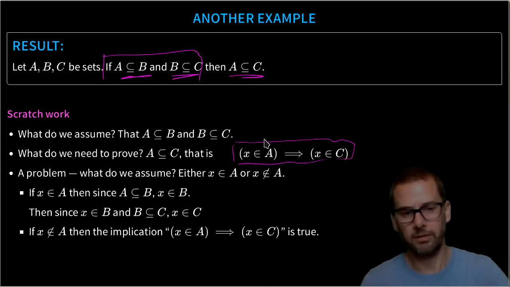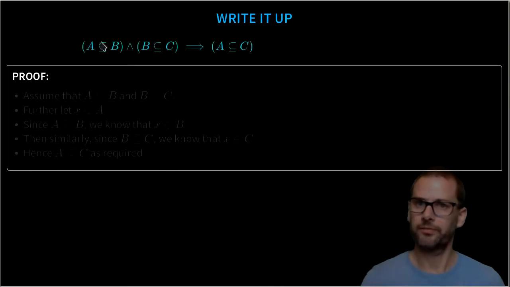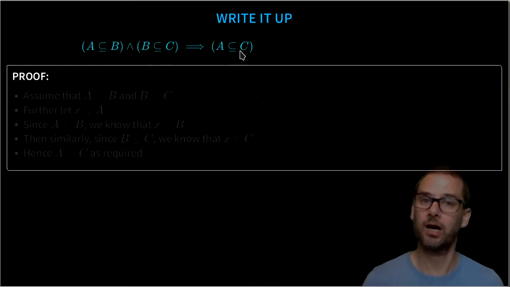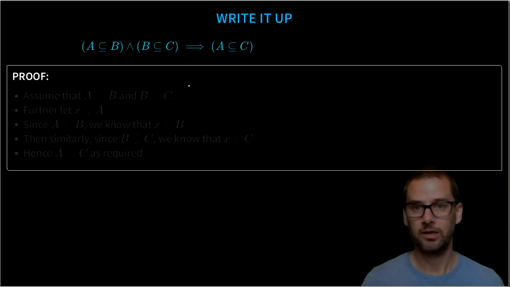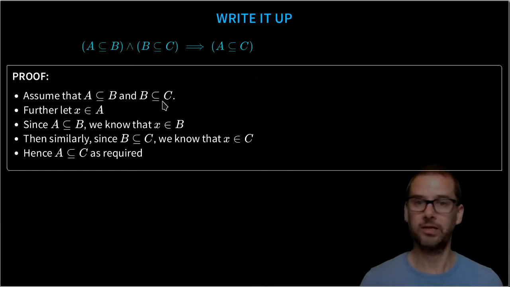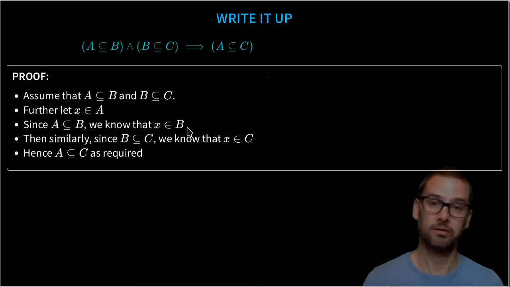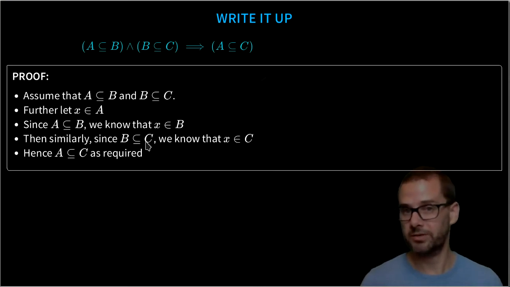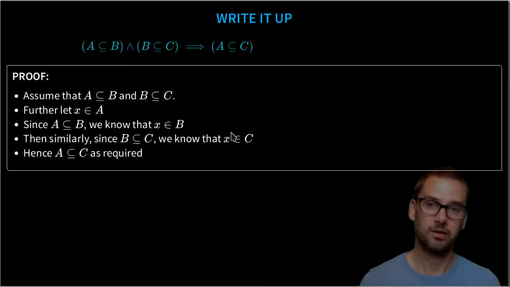Okay, let's write that up. We're going to show that A is a subset of B and B is a subset of C implies A is a subset of C. So assume that A is a subset of B and B is a subset of C. Now let X be in A. If X is in A, because A is a subset of B, we know X is in B. And similarly, if B is a subset of C, then we know that X is in C. And so A is a subset of C as required.